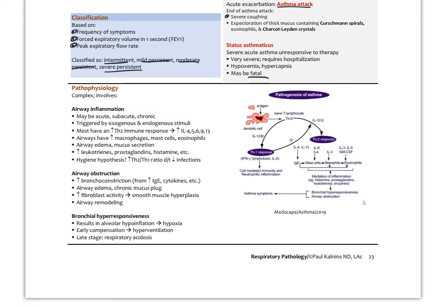I'll just summarize it by saying there are 3 basic things that happen. There's the immediate airway inflammation, and that can be triggered again by endogenous or exogenous stimuli. There's usually an increase of the Th2 immune response with all your classic Th2 cytokines like IL-4, 5, 6, 9, and 13. The airways have increased macrophages, mast cells, and eosinophils, so these cells migrate into the airways. That creates airway edema, more mucus secretion, and then we get upregulation of leukotrienes, prostaglandins, and histamine, which further worsens the inflammation. That's the first thing that happens, and that's actually going to cause bronchoconstriction.